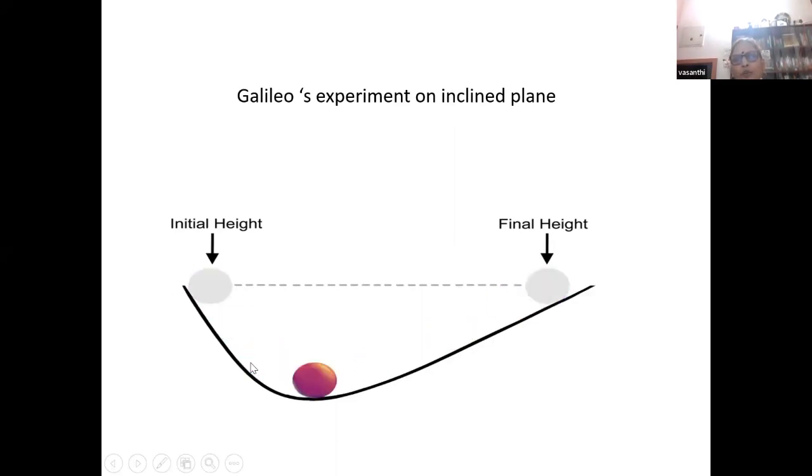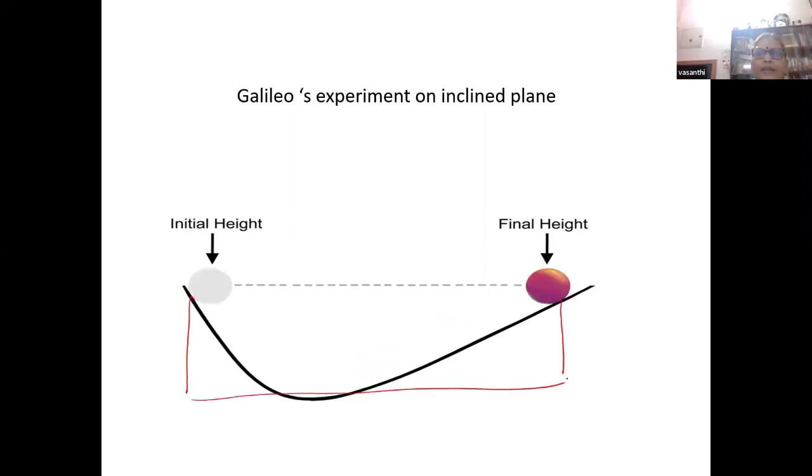Suppose you have an inclined plane like this, and the ball which is falling from this height will try to reach the same height, if there is no friction. It is losing its potential energy and gaining kinetic energy. So it will travel a distance in order to reach the same height, isn't it? This height must be the same.